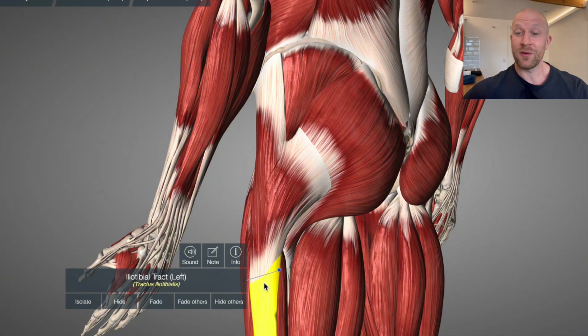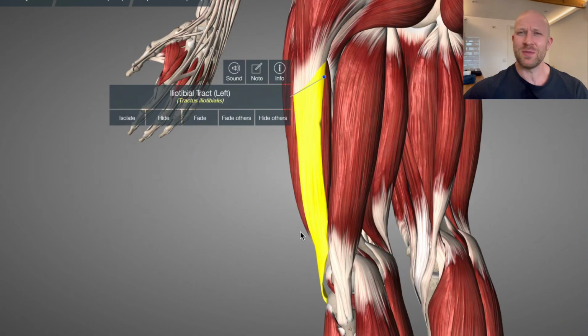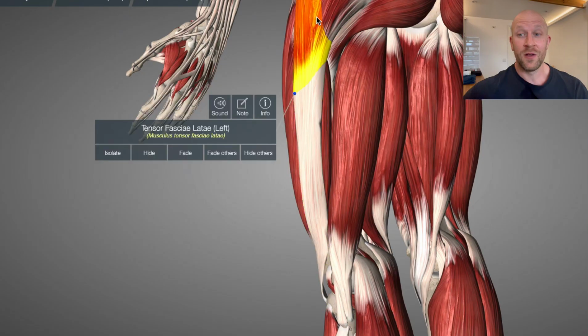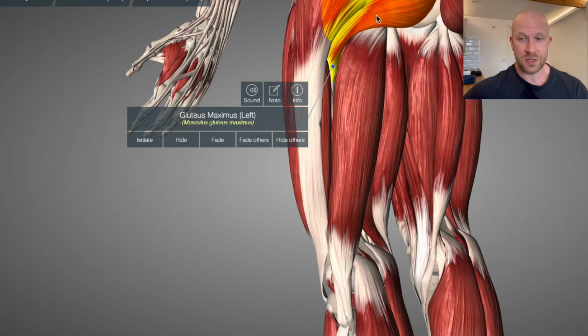So the IT band, or the iliotibial tract, its job is to stabilize the lateral knee, so it does need to be tight to a degree. Any excess tension in that is going to be determined by TFL or glute max, its two origins.